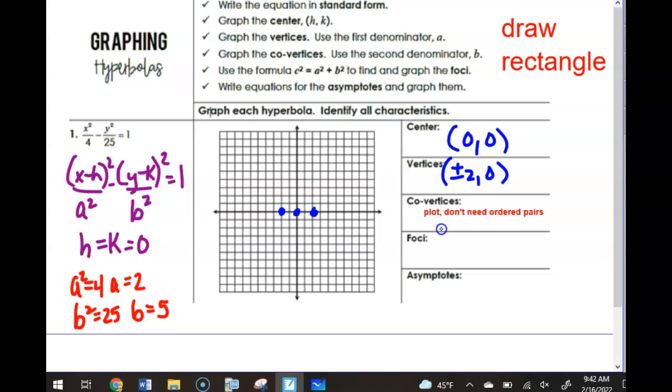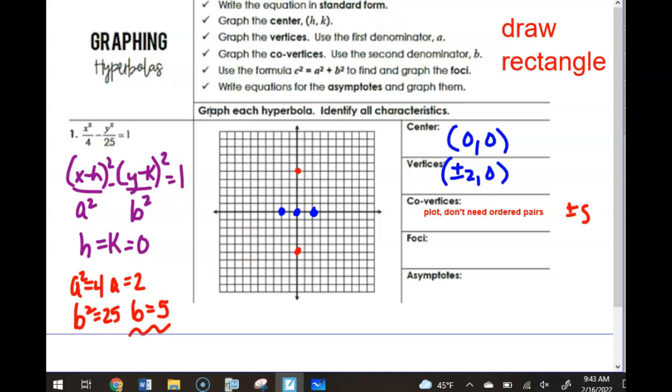The co-vertices, okay, I'm not going to ever ask you about the co-vertices ordered pairs on this shape. I will on an ellipse, but not on a hyperbola. You just need to be able to draw the rectangle accurately, and it's B up and down. So B was under the y here on this example, so we're going to go up and down 5. So 1, 2, 3, 4, 5. So it was plus or minus 5 units from the origin. That's all we really cared about.